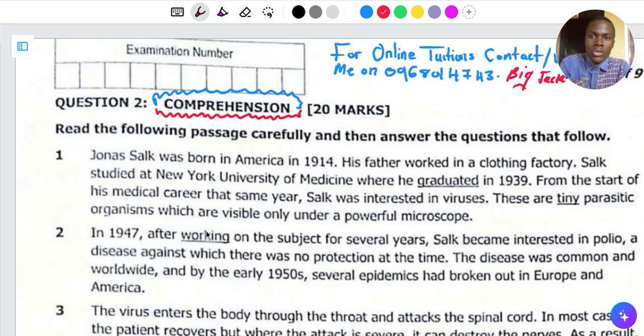So in this video we're going to look at English paper 2, specifically 2025 GCE and the comprehension part. And remember, this part carries 20 marks, meaning each question is going to carry 2 marks.